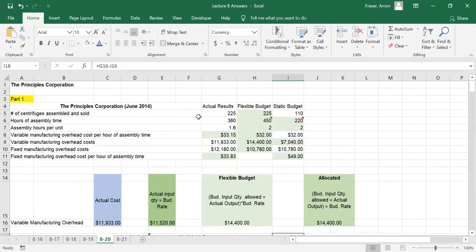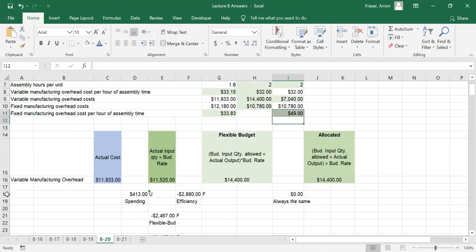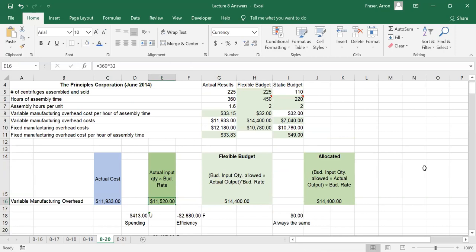Good. So the same information that I provided here, I've done extra work and provided in the way that you've had it or seen it over the previous examples. I inputted the actual costs, which you were given, and the actual quantity times the budgeted rate, which we calculate here. That will be the hours times the rate. So it's 360 hours times the budgeted rate of 32.